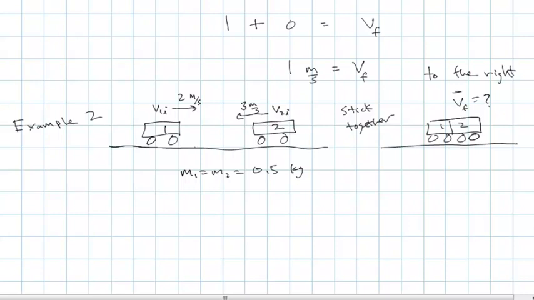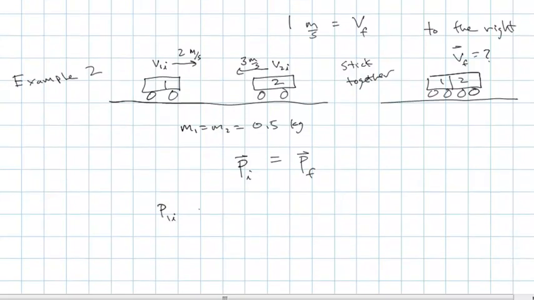Let's get back to this problem. Two carts coming toward each other and sticking together. So what are we going to use? Momentum. Anytime you have collisions, you should be thinking momentum. That's our special tool for getting through a collision. Initial momentum equals final momentum. Initially, we have two objects, so we'll add up the momentum each one has initially. And at the end, we only have one.